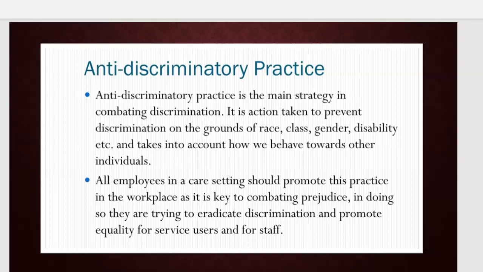It's key to combating prejudice and working towards eradicating discrimination and promoting equality for all clients, for all practitioners, and for all employees and members of particular social groups. So this is very related to human resources. It's very related to policies as being part of our practice.